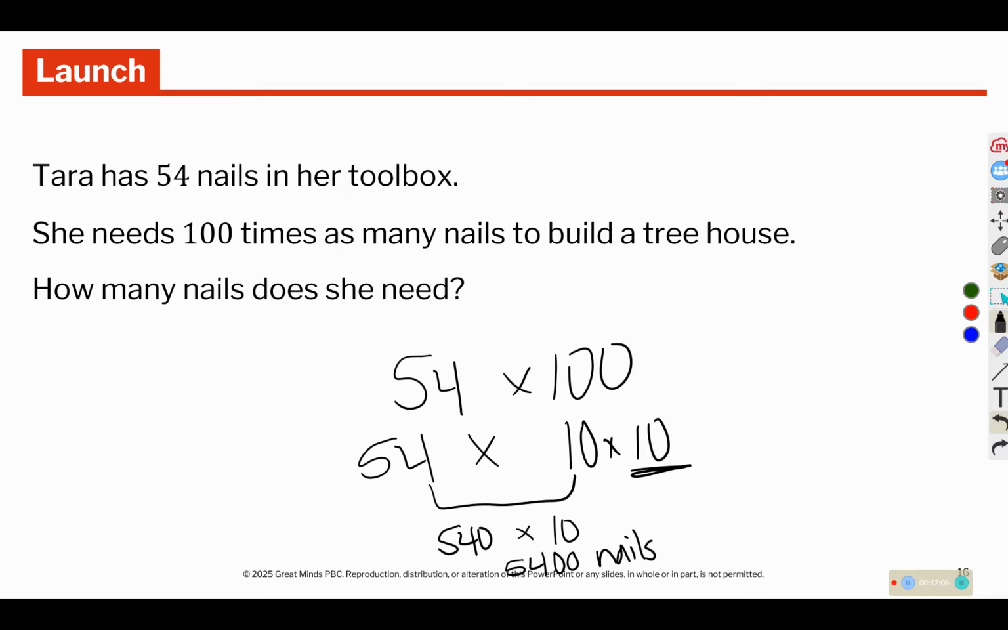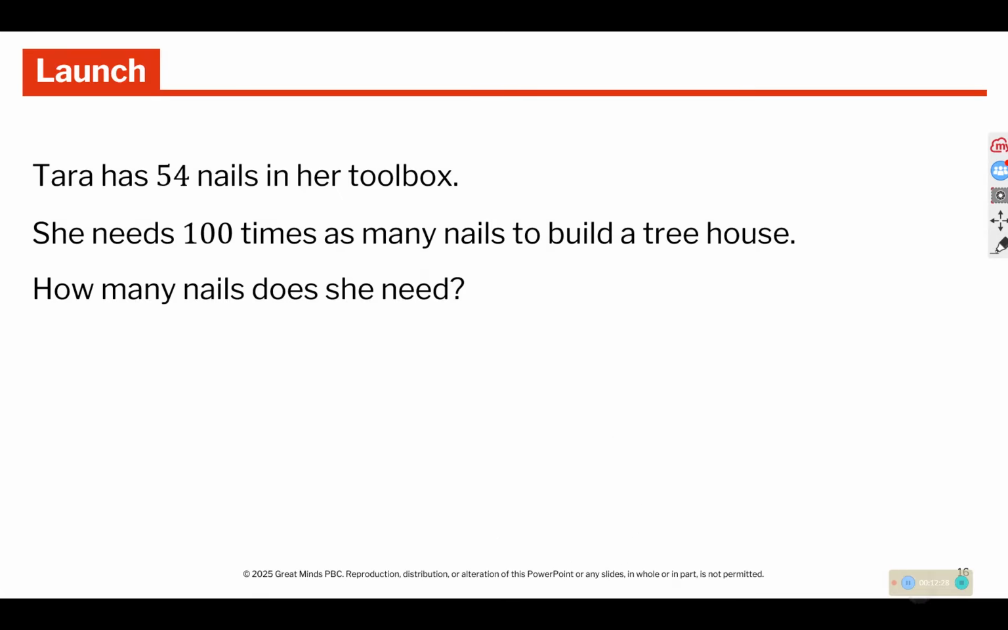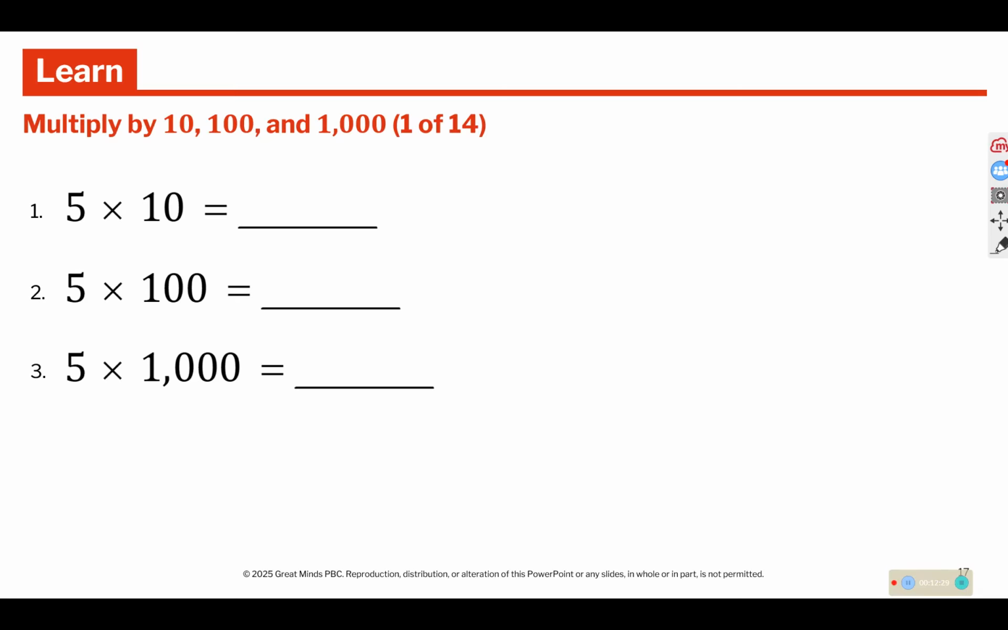Now we're going to use mental math to solve problems like this. We're looking for patterns to be efficient in solving questions that multiply or divide by tens, hundreds, thousands, and so on. Give numbers 1 through 3 a try. Multiply by 10, then 100, and 1,000.